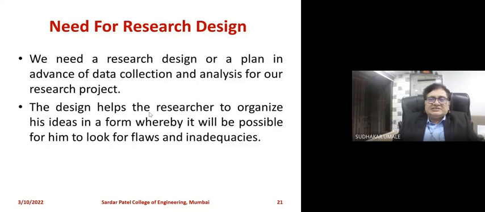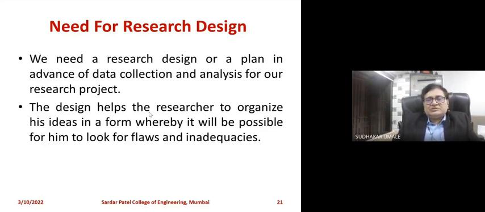We need a research design, or a plan, in advance of data collection and analysis for your research projects. If you don't have any idea about data collection, then you have to plan in advance: how to collect it, from where it is collected, from whom it is collected, and how it is analyzed. So these are the research designs.